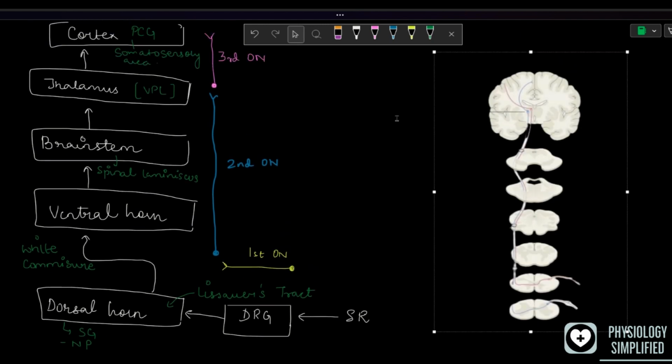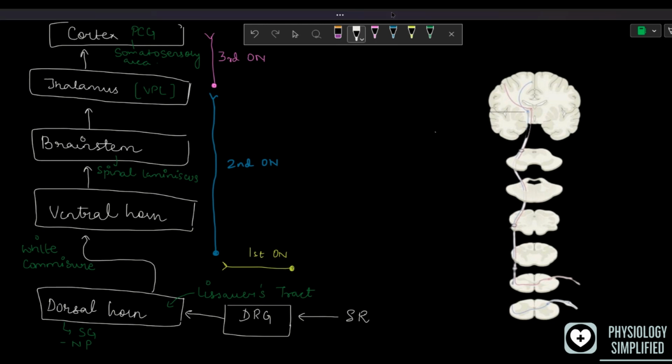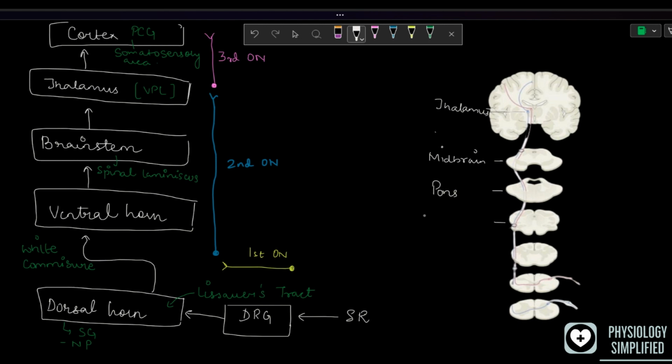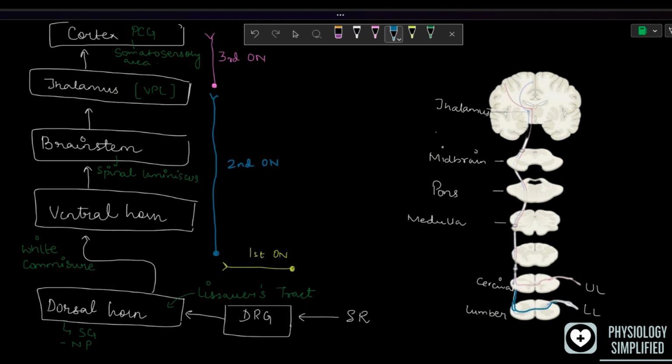Let's have a look at this image, which is the whole spinothalamic pathway from the spinal cord to the brain. So these small triangles are the thalamus. This is the midbrain, pons and medulla, your brainstem. The second last one is the cervical spine, and the last one is the lumbar spine. The cervical carries the information from the upper limb, lumbar carries the information from the lower limb. So blue is the neurons traveling from the lower limb and pink are the neurons traveling from the upper limb.